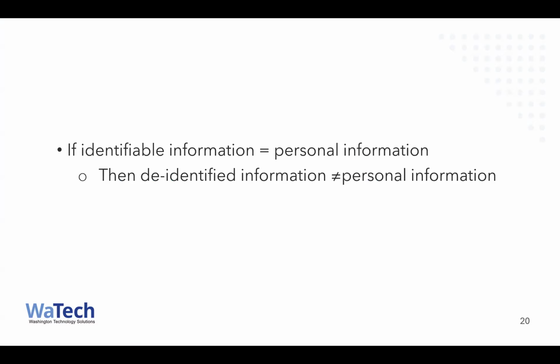Well, the main concept here is that if identifiable information equals personal information, then de-identified information does not equal personal information, which potentially is going to remove a lot of restrictions on what you can do with that information, and is also very consistent with some of our Washington State agency privacy principles.